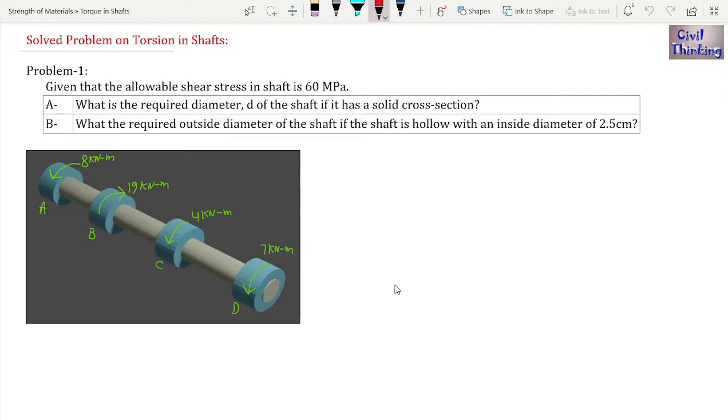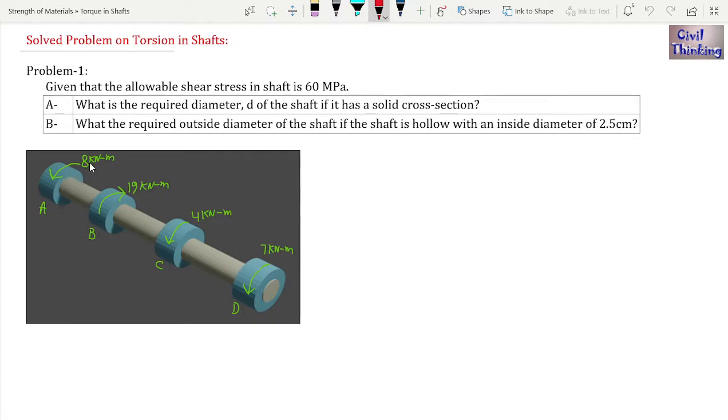Now the problem is on your screen. Given that the allowable shear stress in the shaft is 60 megapascal, what is the required diameter of the shaft if it has a solid cross section? And B: what is the required outside diameter of the shaft if the shaft is hollow with an inside diameter of 2.5? Now, as you can see in the picture on the screen, this is a shaft.